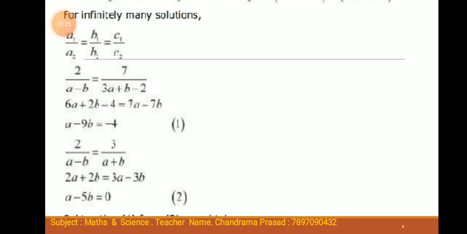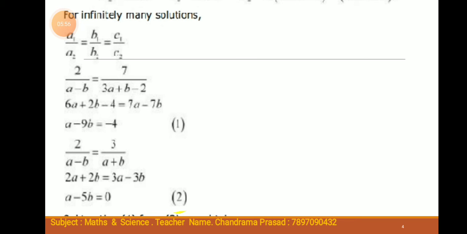Again, 2 divided by (a minus b) equals 3 divided by (a plus b). By cross multiplication, you can write 2a plus 2b equals 3a minus 3b. On solving, you can write a minus 5b equals 0. This is equation number 2.